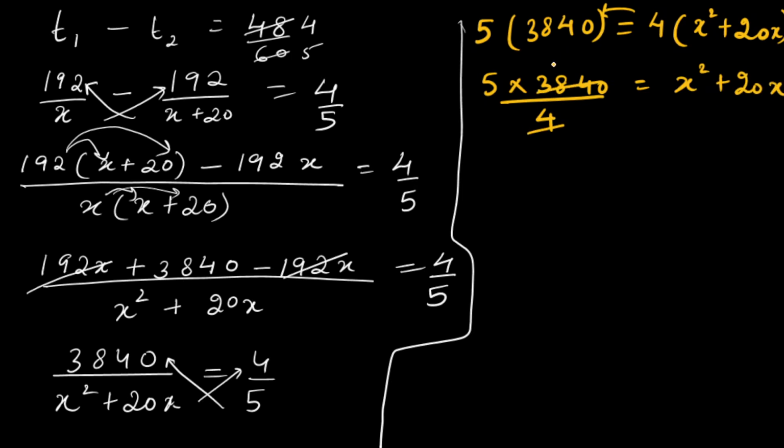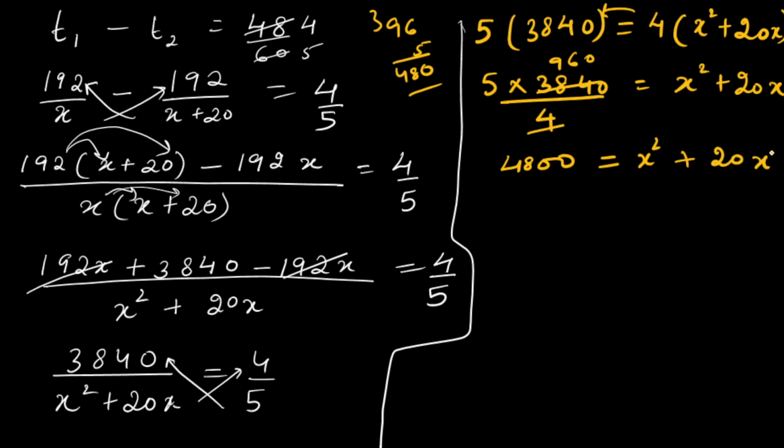So 4 into 9 is 36, 4 into 6 is 24, 960. 960 we can multiply with 5. So 4800. I hope you all are getting the same. So is it 4800? Because with one mistake, full calculations can go wrong. So I hope you are solving it along with me.